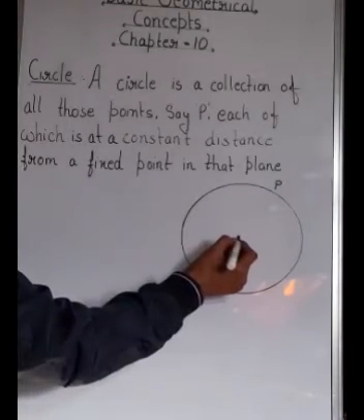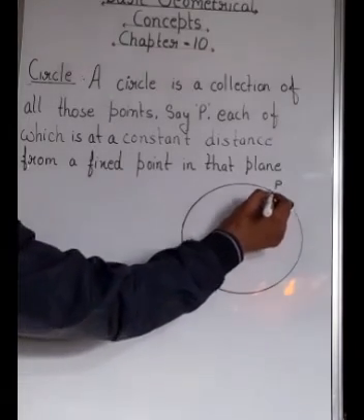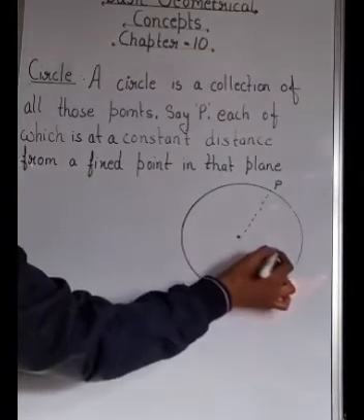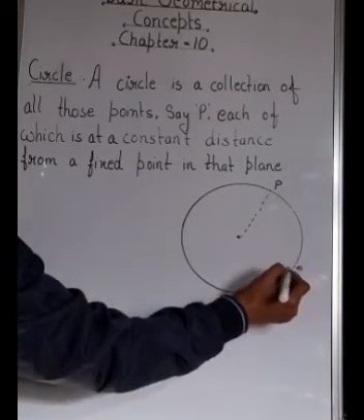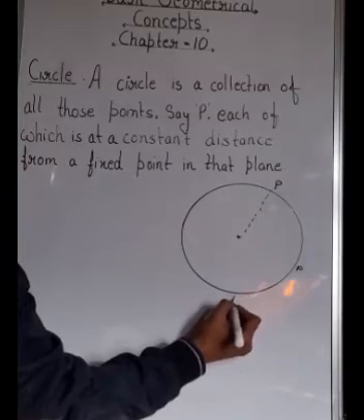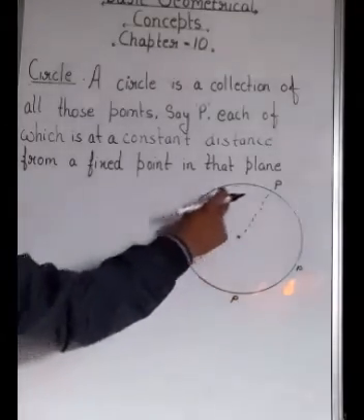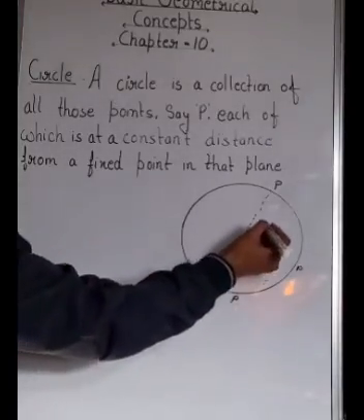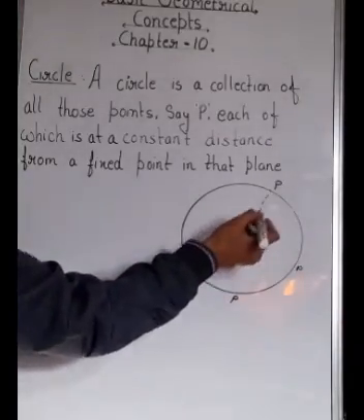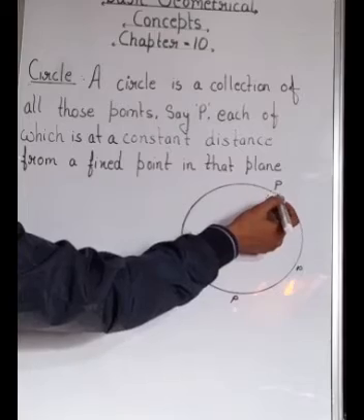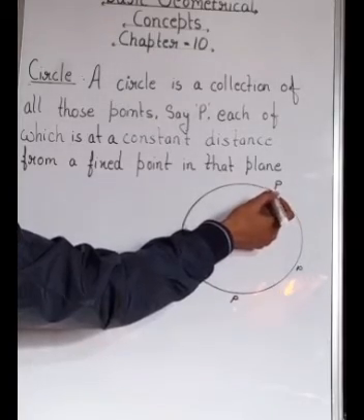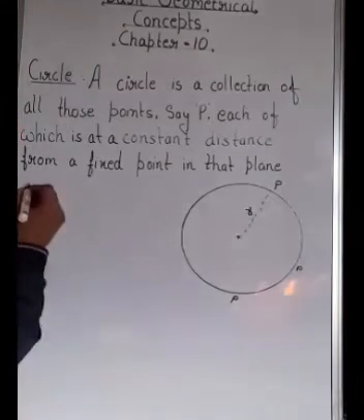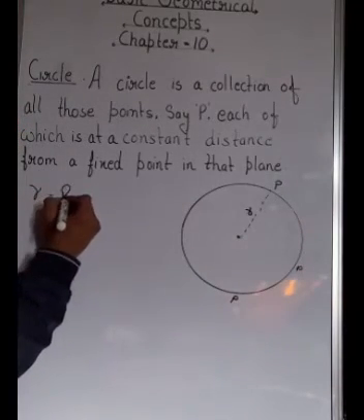This is the fixed point. And this point P is at a constant distance from this fixed point. Whether you take this P over here or a point P over here, they all are at a constant distance from a fixed point. Clear? This distance from a fixed point to the boundary of the circle, or you can say to any point P on a circle, is known as your R. R means radius. Clear?